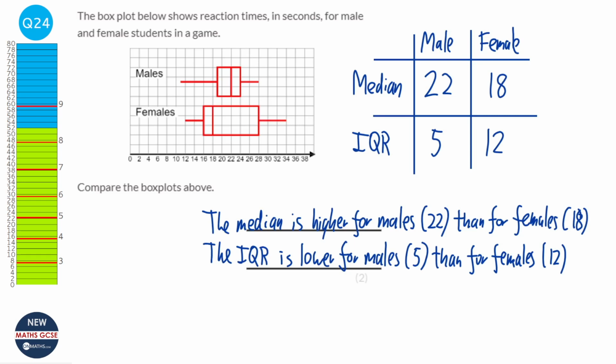Generally speaking, the higher the median, the better. The lower the interquartile range, the better. Apart from if you're talking about things like the time it took you for a race, you kind of want the median to be lower. Still, you want the interquartile range to be lower because you want to be consistent.